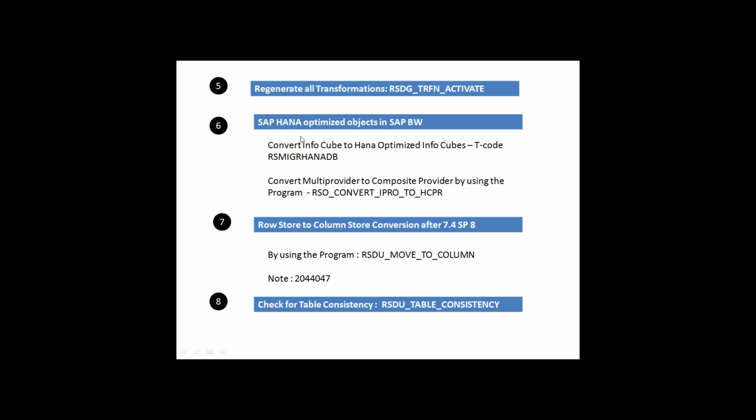The next step is converting objects to HANA optimized objects, nothing but converting cubes into HANA optimized cubes. How do you migrate normal cubes into HANA optimized cubes? RSMIGRHANADB is a T-code, or you can run the program. You specify all the cubes and start migrate. But can I migrate multiple cubes at a time? Yes, with the arrow mark you can do multiple cubes.